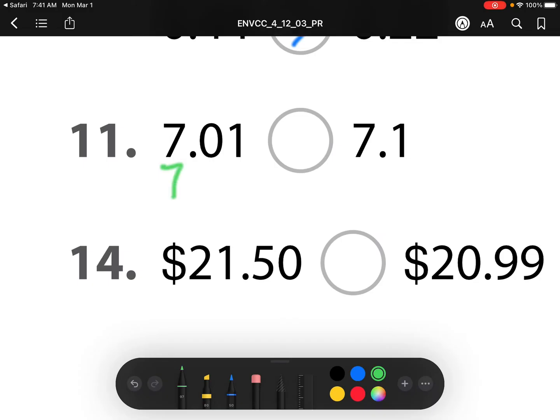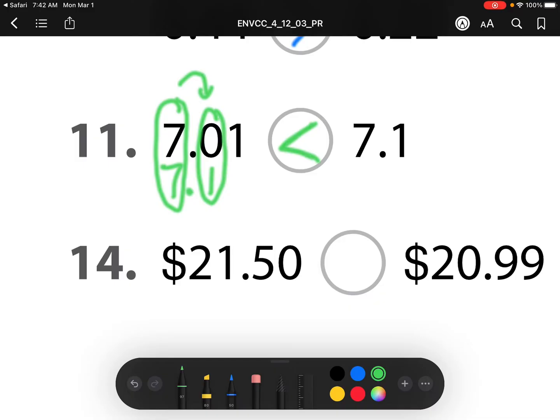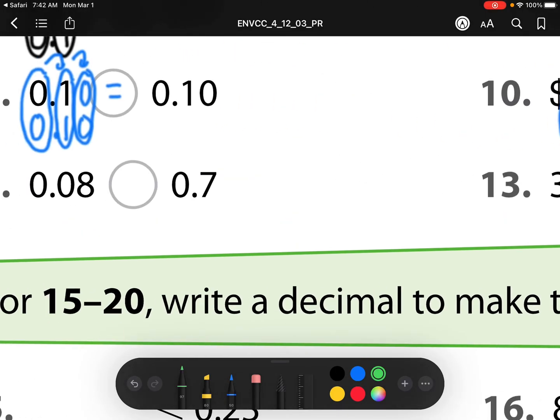Again, always line up those decimals, then always start on the left because that's your largest place value. 7 is the same as 7, so we go to the next place value. 1 is bigger than 0, so that means it's greater than. 7 1/100ths is less, oops, I said greater than, it's less than, even though I drew the less than sign. 7 1/100ths is less than 7 1/10ths.